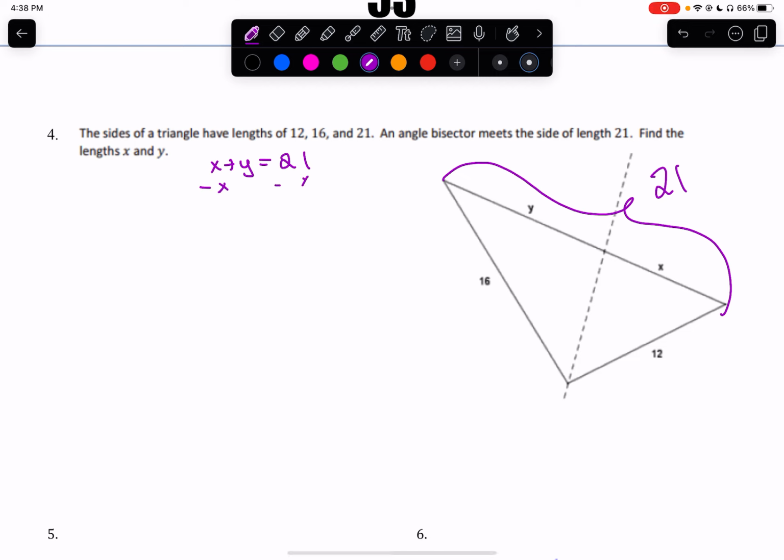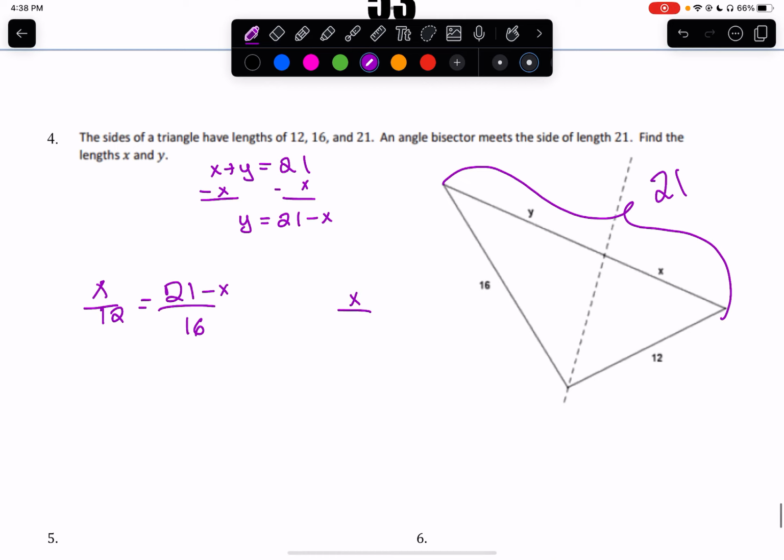So these two together add up to 21. So then y by itself is equal to 21 minus x. There's a couple different ways you can write this proportion. You can say x over 12 is equal to 21 minus x over 16. Or you could say x over 21 minus x is equal to 12 over 16. And of course, your order can be flipped. You could put this whole line on the bottom and vice versa. So I'm going to use this one.